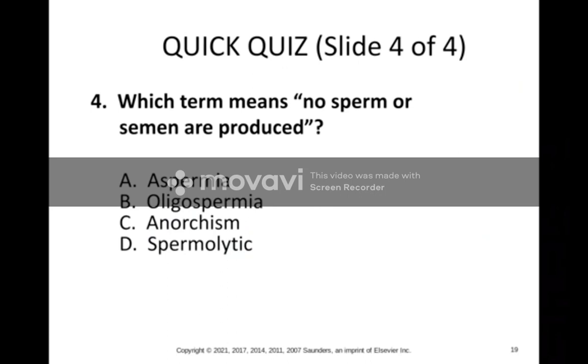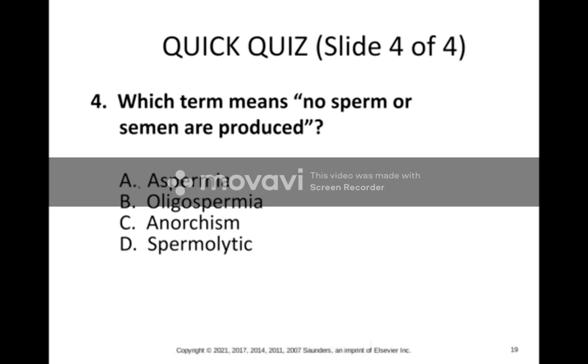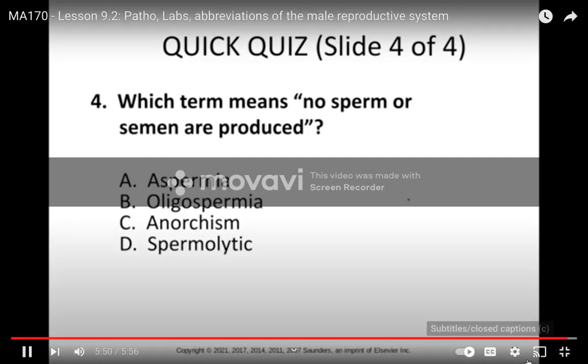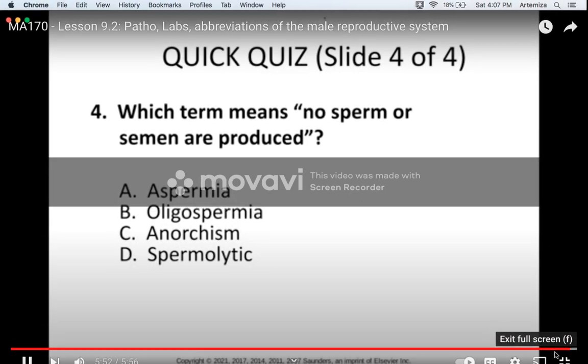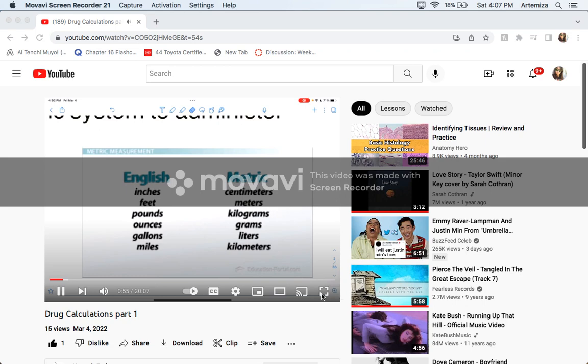And to wrap it up, which term means no sperm or semen are produced? Spermolytic, anorchism, oligospermia, or aspermia. Well, remember that the prefix a means without. So anorchism would be without testes. Aspermia is without sperm. So A is the correct answer. And that wraps up lesson 9.2, counterparts.